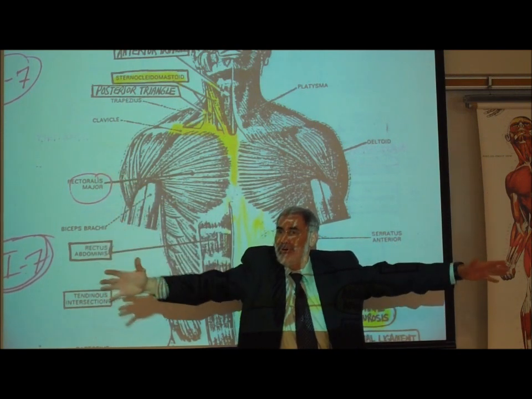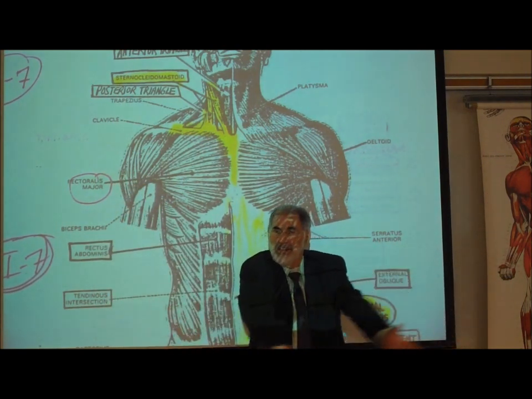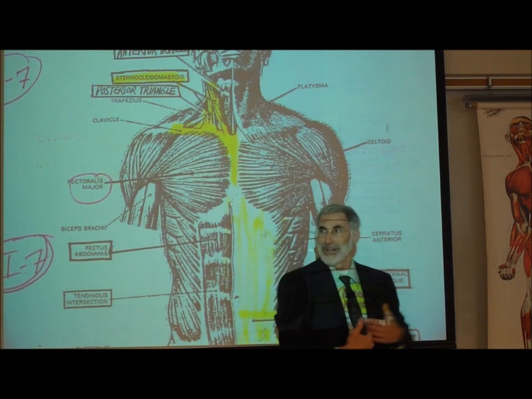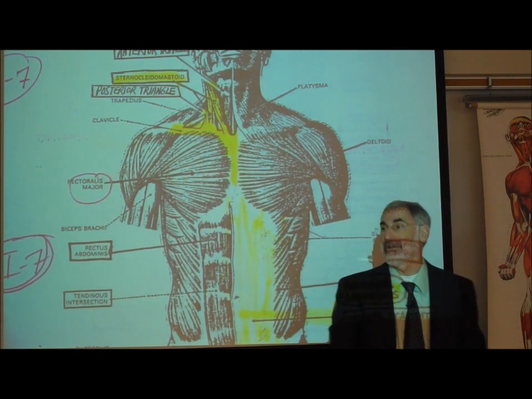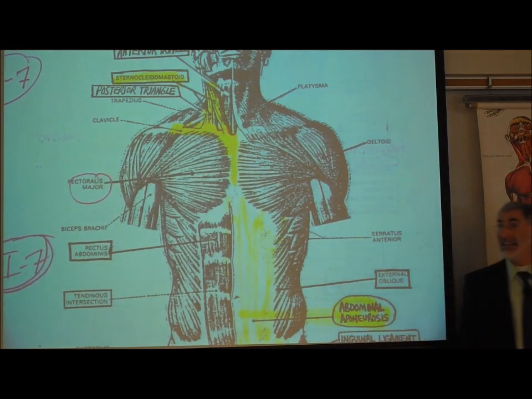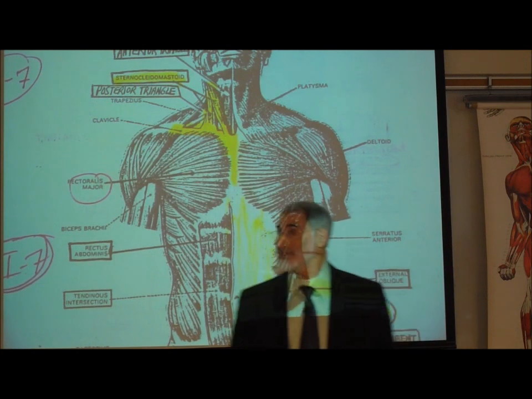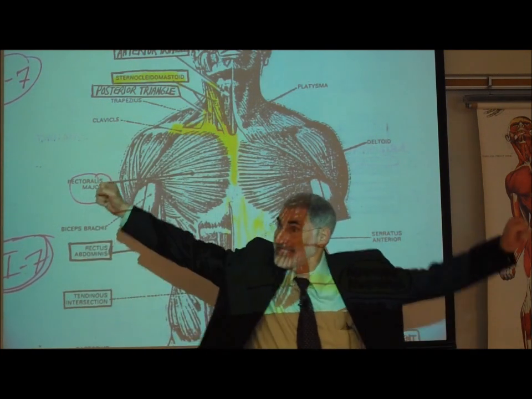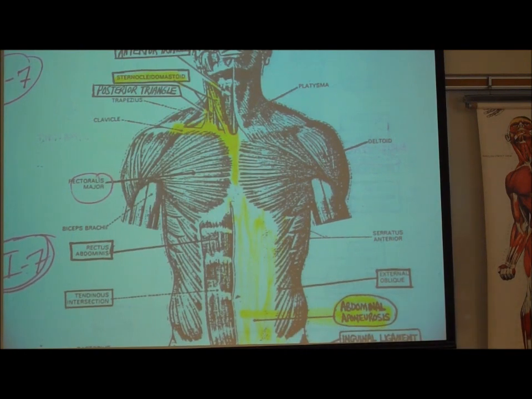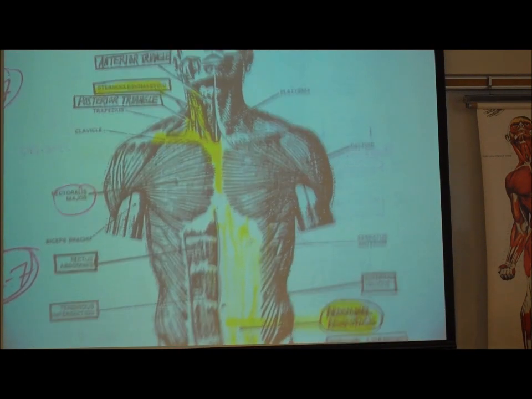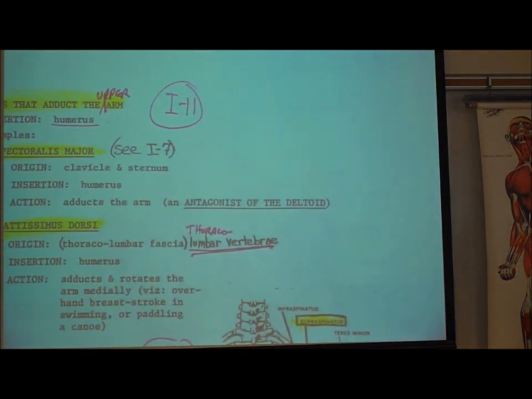It's going to pull on the humerus and pull it closer to your sternum, causing adduction on the front side of your body. Now it has other actions as well. So if you work your pecs, you're going to do more exercises than just bringing your arms to the midline, but that's one of its actions. All right, so that's the pectoralis major.